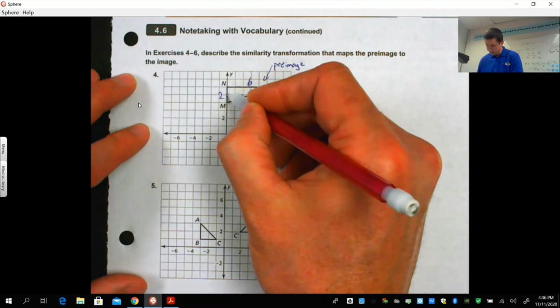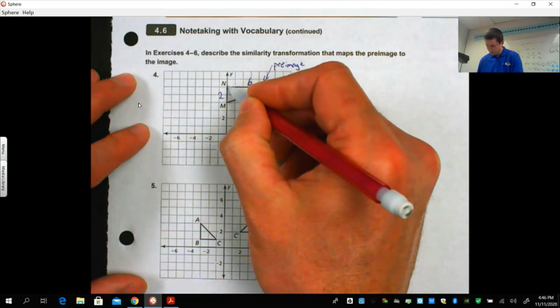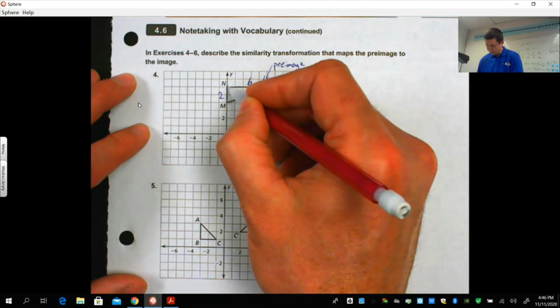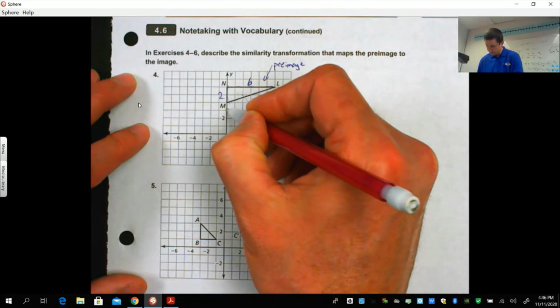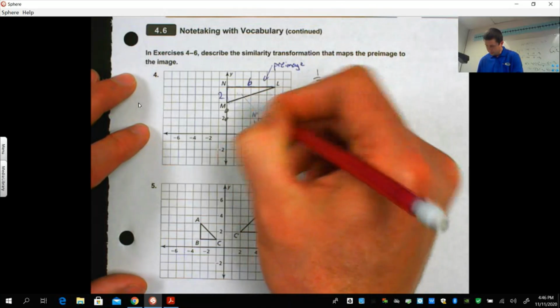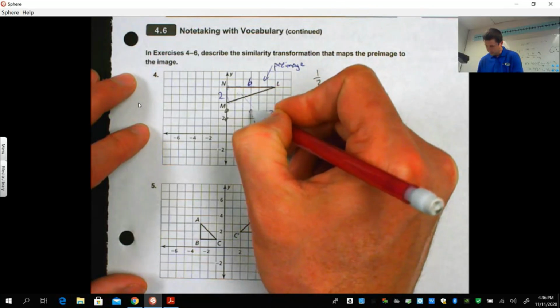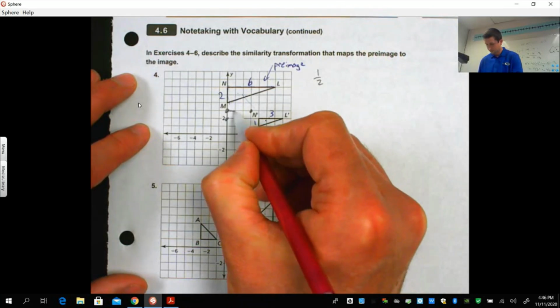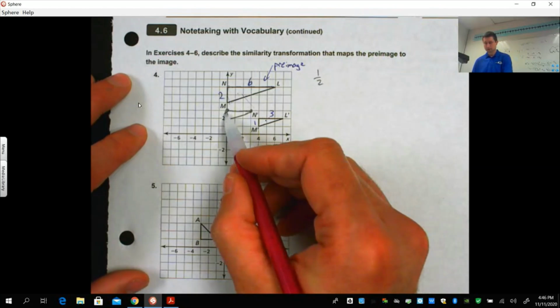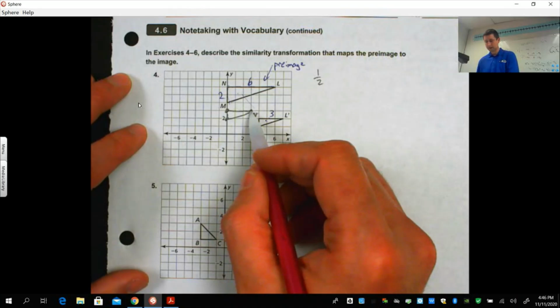So this N would go, this is up at 2, 3, 4, 5, 6. So this N is at 6. It's going to go right there. This one would go right there. This one is going to be half the distance. That'd go right there. So if we apply that dilation right now, it's going to put the image right here.